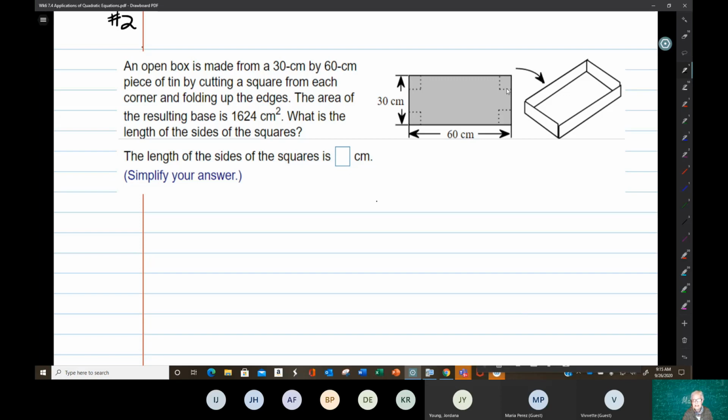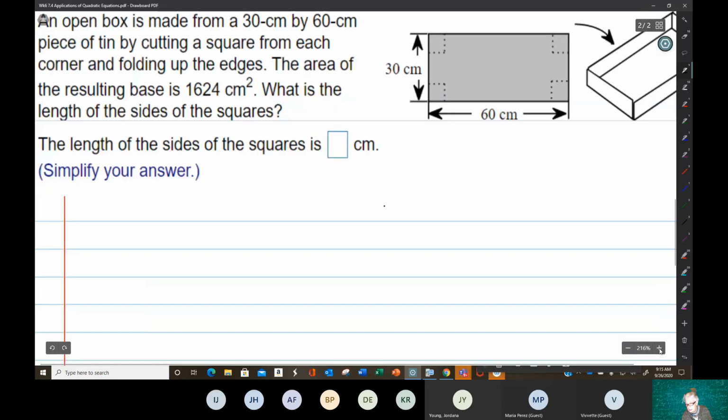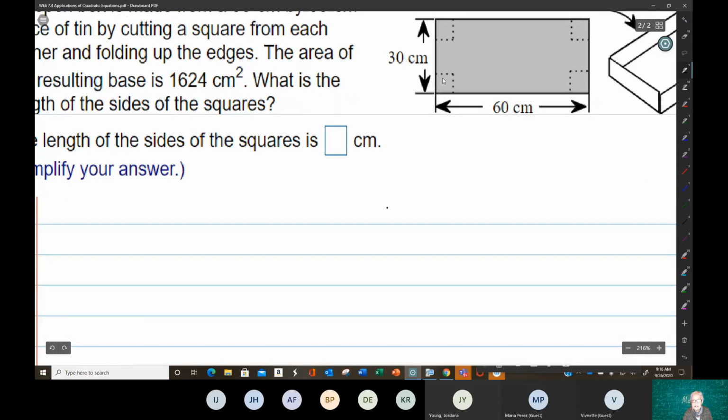Okay, what they mean is this square. Let me make it a little bigger so it's easier for me to write small. What is the length of the side of that square? Because squares, of course, are the same length on each side. So our goal here is to find out what X is.